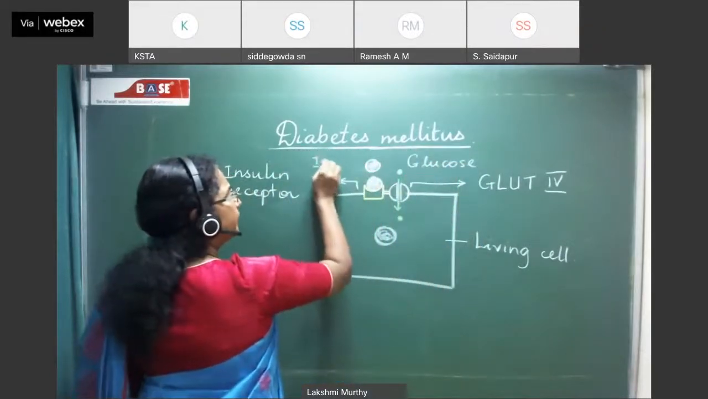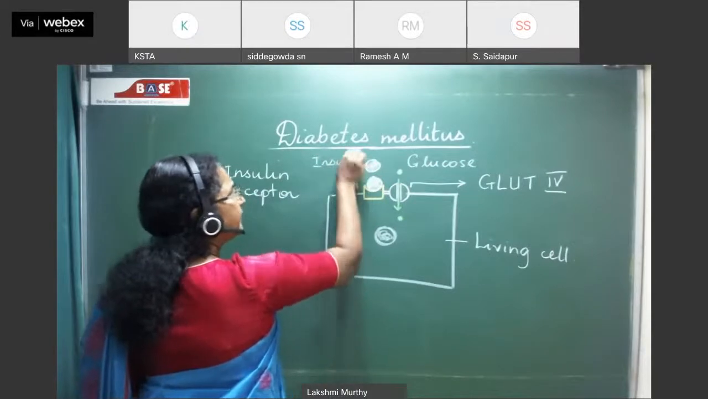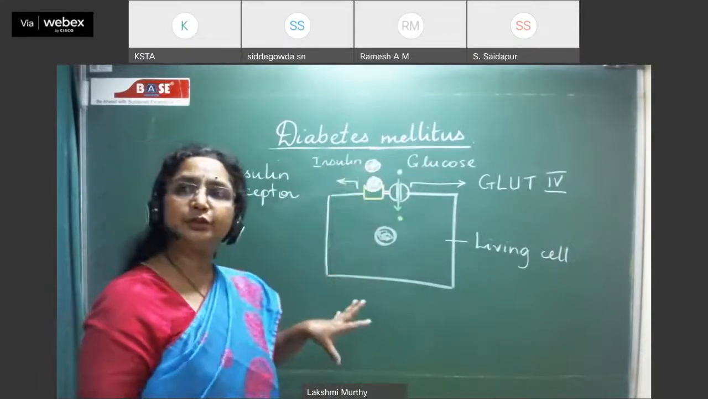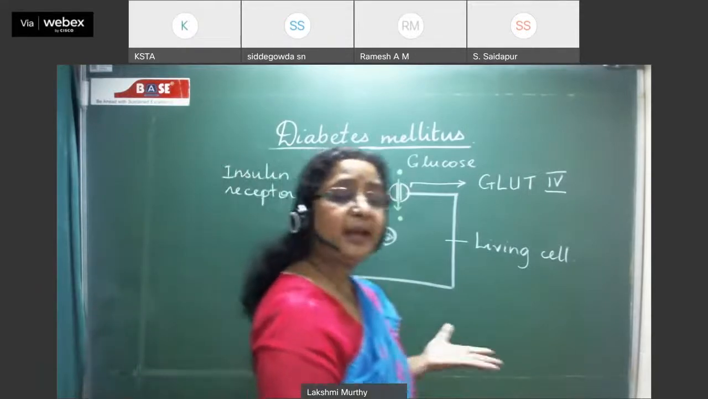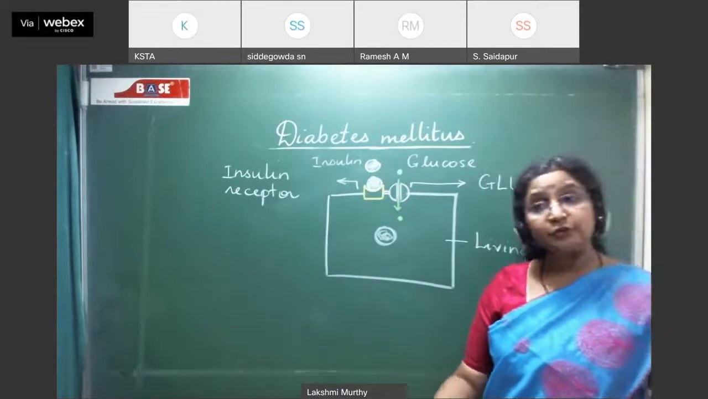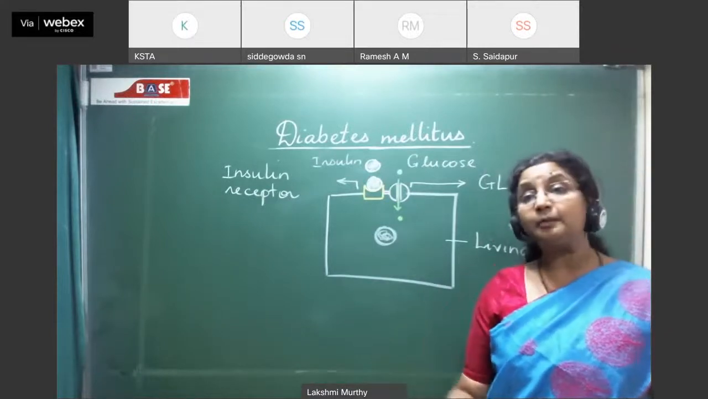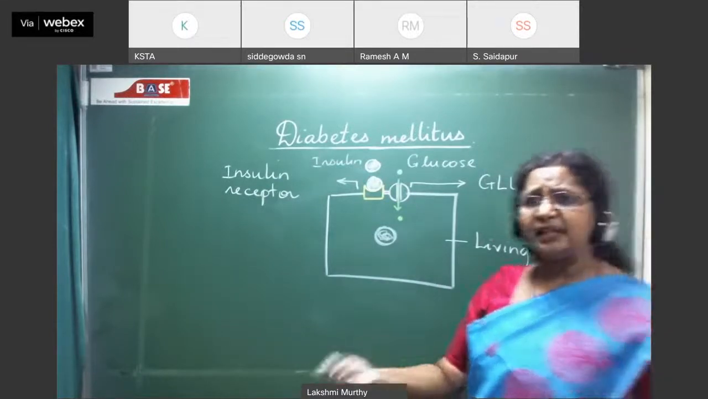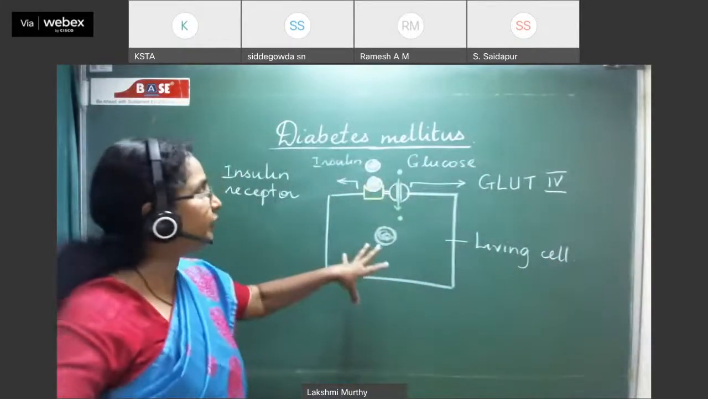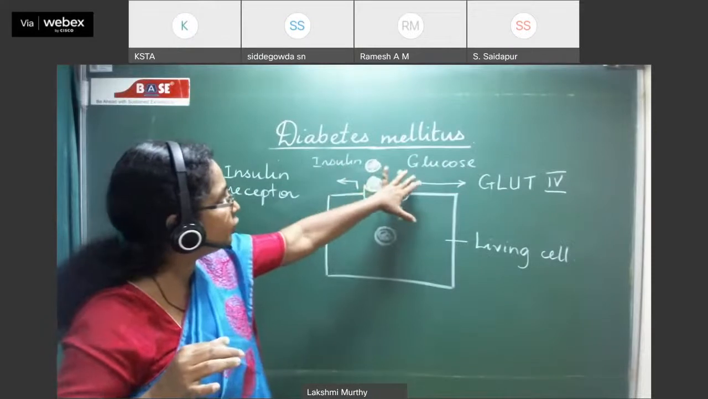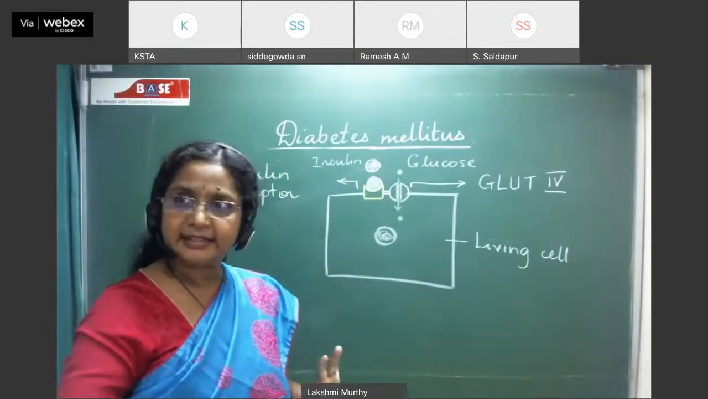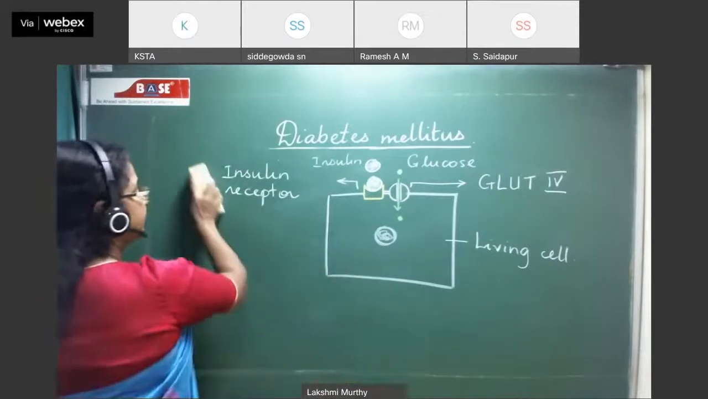Once it is transported, then you can utilize the glucose for whatever purpose is required. That is how it is going to work. For example, if it is mammary gland cells, then this glucose can be utilized along with galactose to make lactose. So you will have an anabolic reaction there. So the glucose can be used for different purposes. This is how it works. So insulin is basically making sure that glucose from the bloodstream enters into the living cell. That is the function of insulin.